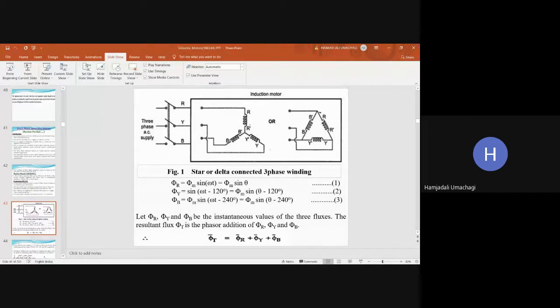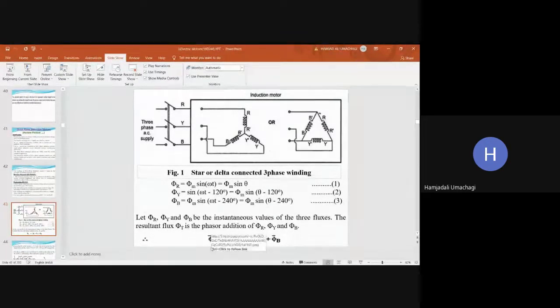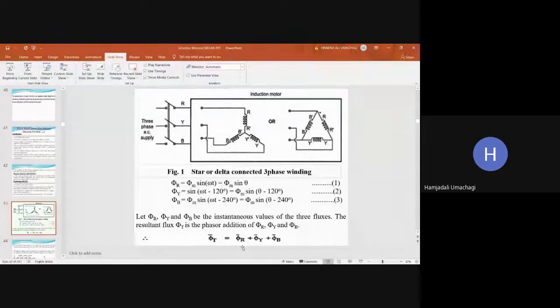Now, the sum of the three fluxes will meet at this point. The total flux in the stator of the induction motor, phi t, is equal to what? The flux given by the R phase, the flux given by the Y phase, and the flux given by the B phase. So altogether, the total flux phi t is equal to phi R plus phi Y plus phi B. So this is the total flux.